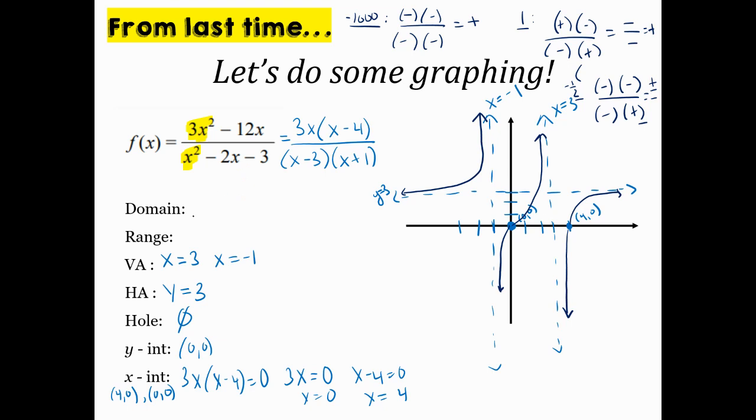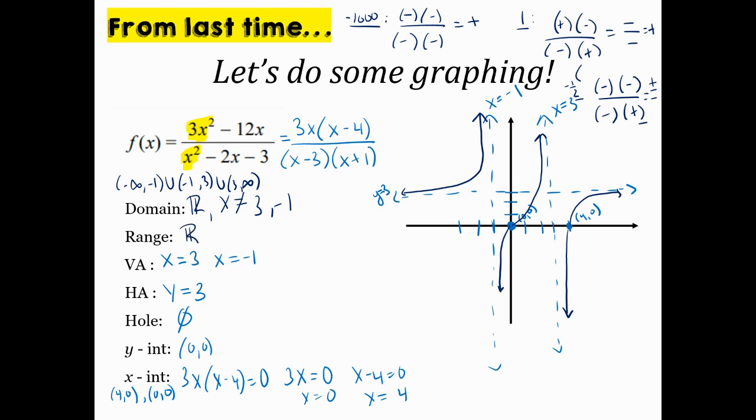So looking at this visually now, your domain is going to be all real numbers, but x is not going to equal 3 and negative 1, right? Or maybe you're writing it as an interval and you've got negative infinity to negative 1, union, negative 1 to 3, union, 3 to infinity, right? It's good to know that there's different ways to represent it. What about the range? Your range is actually all real numbers, right?